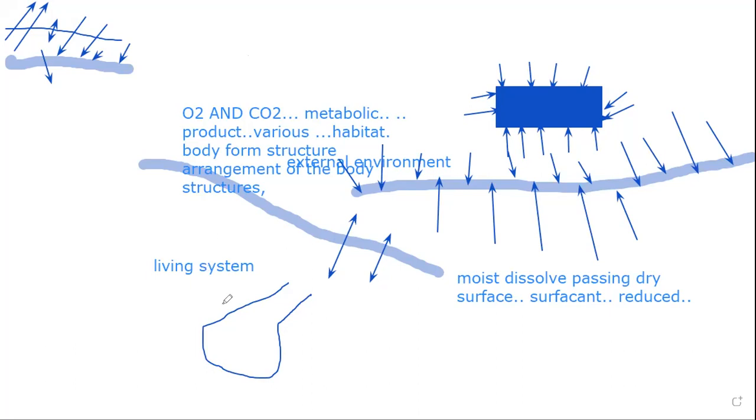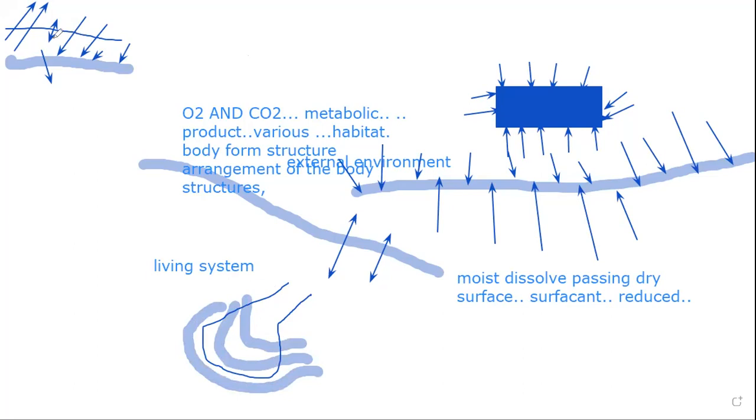Now, these alveoli are present in the chest cavity. This alveolus must be surrounded by blood capillaries so that the exchanged oxygen can be transferred to different parts of the body. The same is the case with the skin in amphibia. The same is the case with the gills of fish, that the respiratory surface must be highly vascularized.